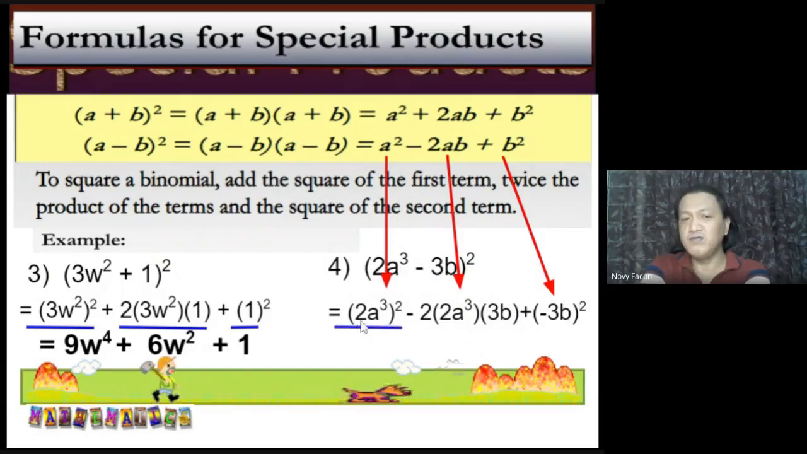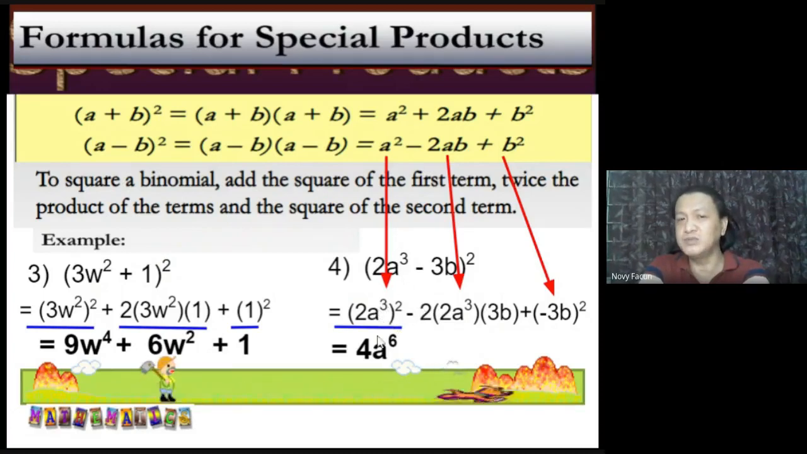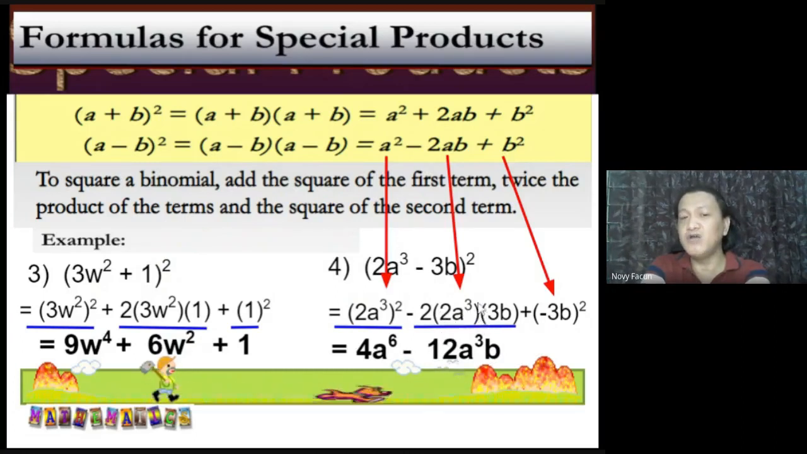Kapag sinimplify natin yung first term, meaning, square mo muna yung numerical niya. That's why 2 raised to 2, that is 2 times 2, kaya 4 yon. Then, multiply mo yung exponent doon sa power, kaya 3 times 2, 6 yon, according to the law of exponent. And we have to simplify the middle term, that is negative 2 times 2 times 3. That is negative 12. And you have to copy na lang yung kanyang literal coefficient na a cubed tsaka b. Okay, so pwede ba silang pagsamahin? Hindi po, because they have different exponents, according to the rule of adding similar terms.